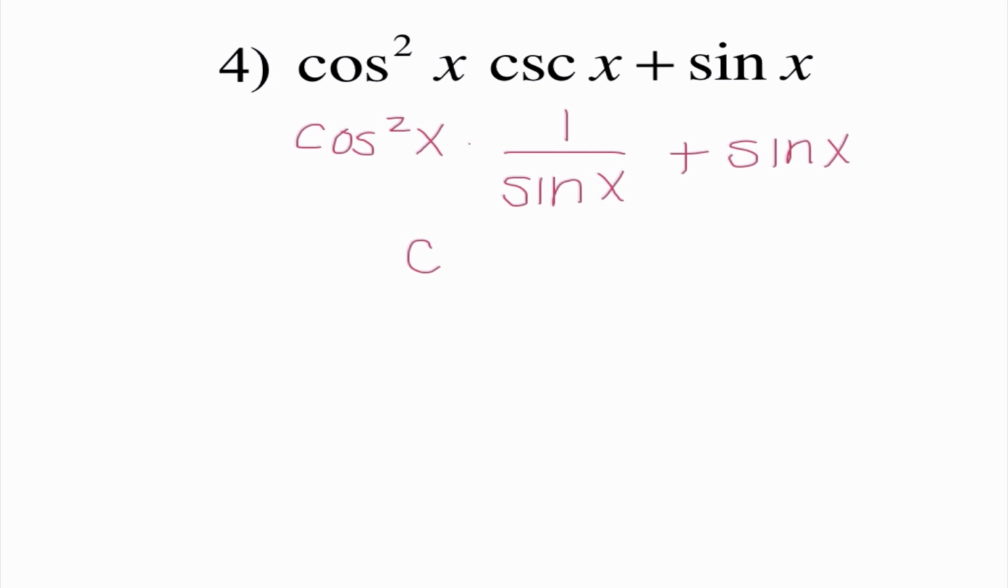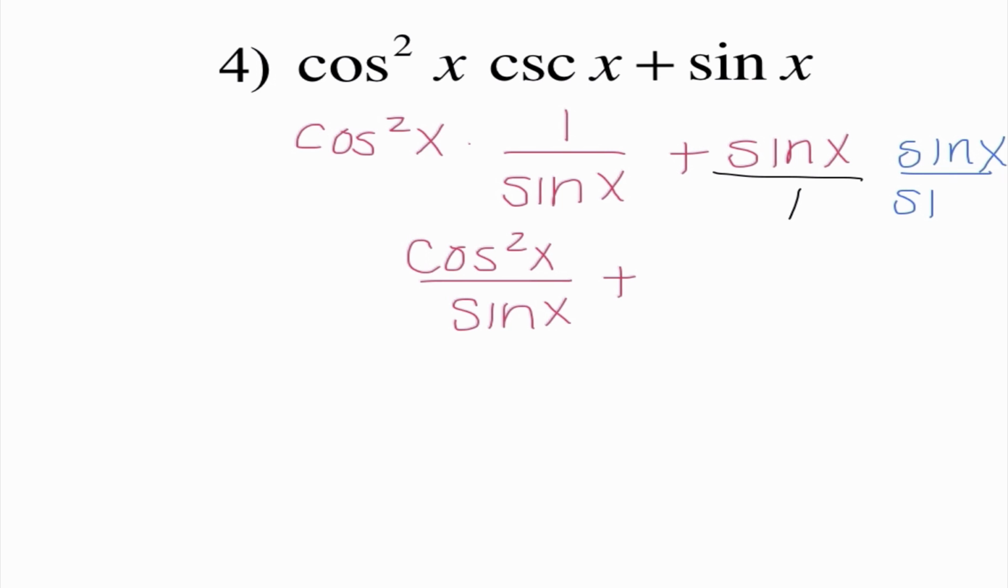So I have cosine squared over sine, and I want to somehow get a common denominator. Okay, right now this is like sine over 1, and I can see that my common denominator is going to be sine, so I'm going to multiply by sine over sine. And I end up getting sine squared over sine.